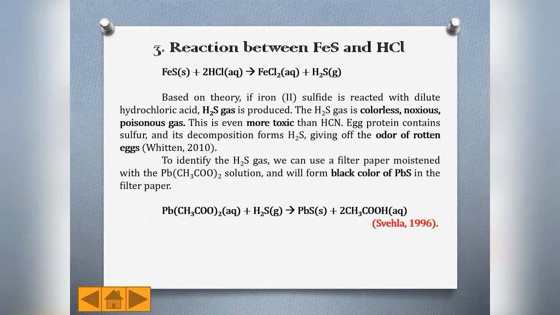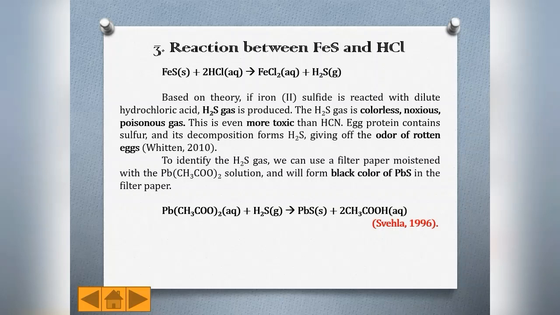Reaction between iron sulfide and dilute hydrochloric acid. If the reaction takes place, it will produce iron chloride solution and hydrogen sulfide gas. This hydrogen sulfide gas is colorless, noxious, and poisonous. This is even more toxic than hydrogen cyanide.